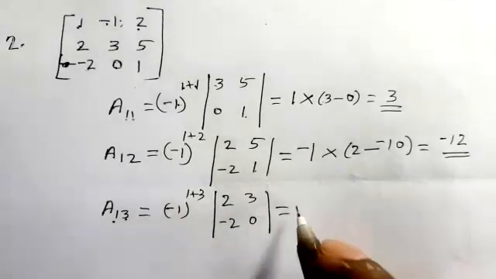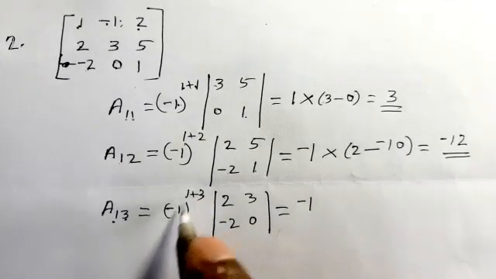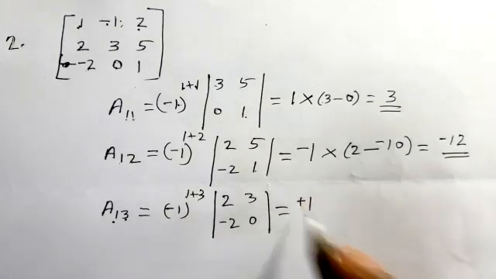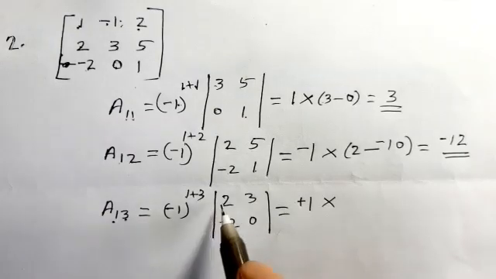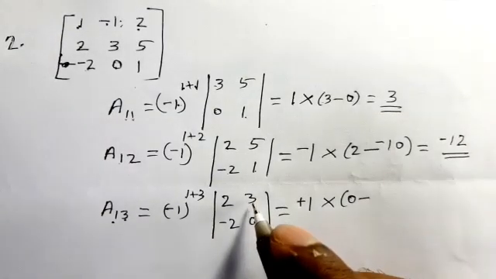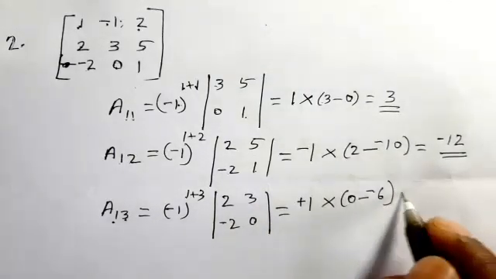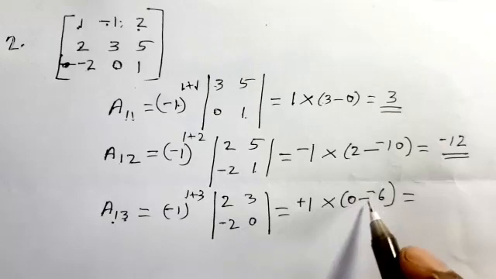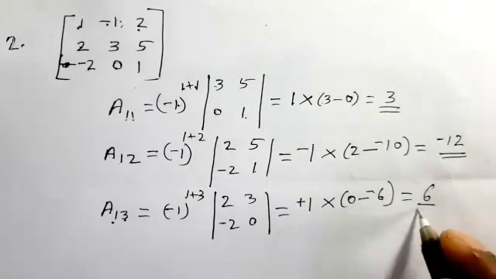So this is (-1) raised to 4. 4 means an even number, so it will not be negative, it will be positive. Into 2 into 0, 0. 2 into 3, 6. But it is minus 6, which is equal to 0 minus 6, and minus 1 is plus. So plus 6. 1 into 6, 6.